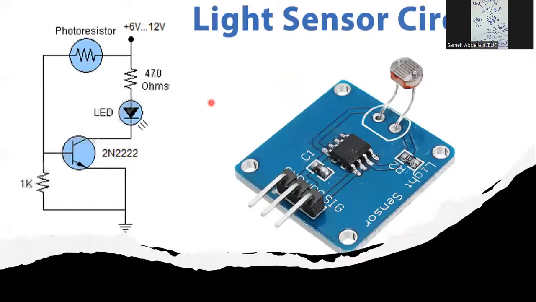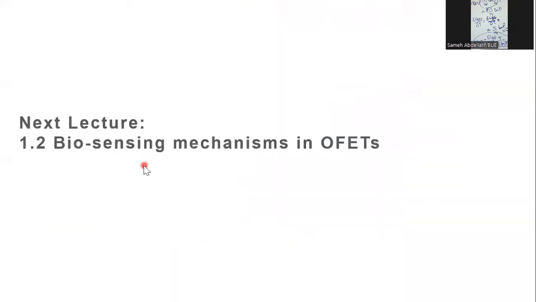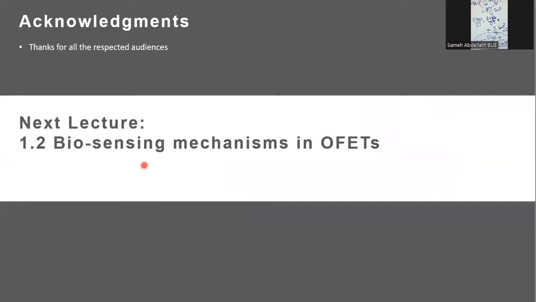Again, if you remember, we are considering sensors on chip. So still you can build your light detector or light sensor on a chip. This is a model for a light sensor in a chip. Now, this is a termination for the first part of the first chapter. In the next part, inshallah, we are going to consider biosensing using organic field effect transistors.